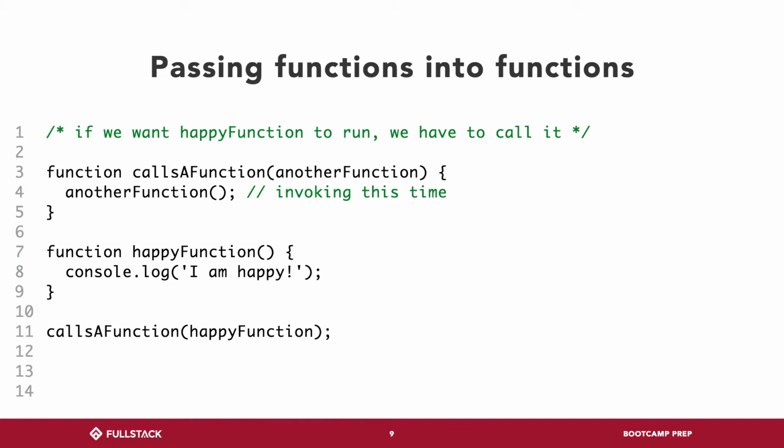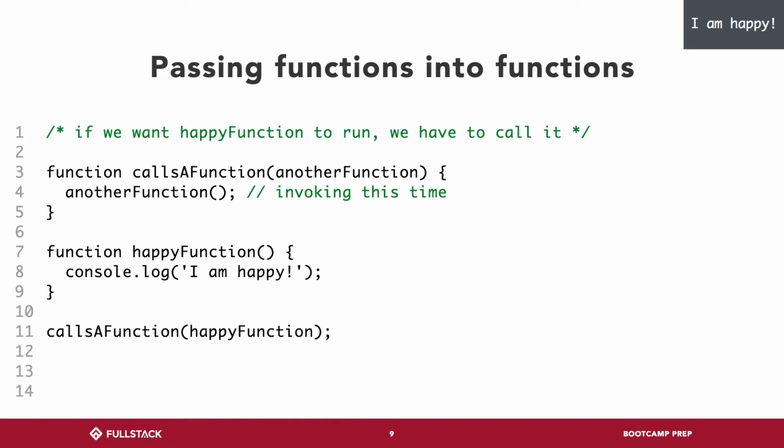Yes, it's a beautiful answer, and that's what it does, because you're passing this function in here, and you're calling it under another name. It has an alias now, but it's still this function. It's just being reassigned to this variable, so it's locally available. So the happy function is the same as another function, and another function will console log I am happy.